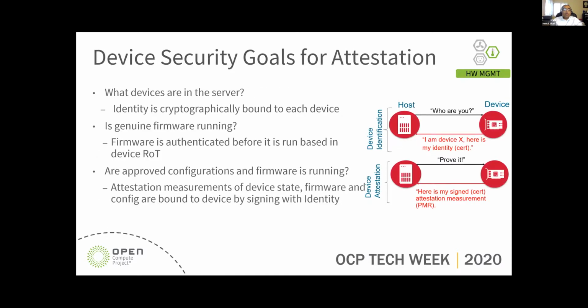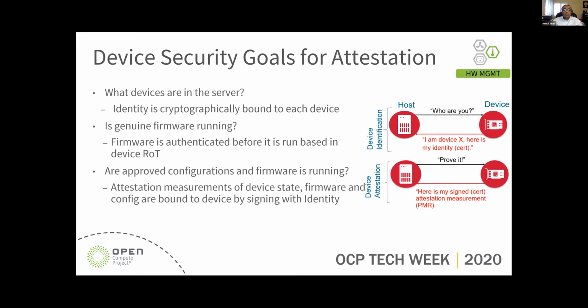So what are our goals? From a device standpoint, if you take a server and look for a device in there, what you want from a security standpoint is to make sure that the identity of the device in there is valid, so it's bound to some cryptographic identity that you can verify.